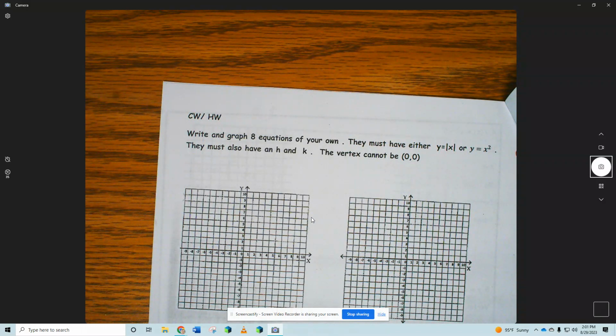I want a little mixture. I want parabolas and I want absolute values. You cannot do all the same thing. Give me a little bit of both. Some parabolas, some absolute values. Everybody clear on the directions?